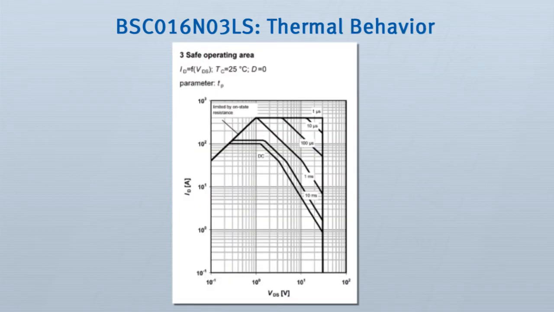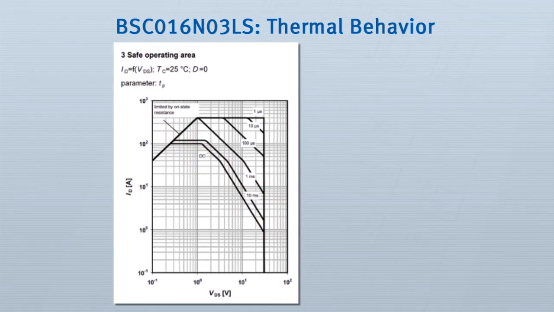To get first hints, we can look to the data sheet. There we will find the SOA diagram. But it's easy to see that here the time constant of our part is very short. You see here the line for 10 milliseconds, and the next line is already continuous mode, DC.